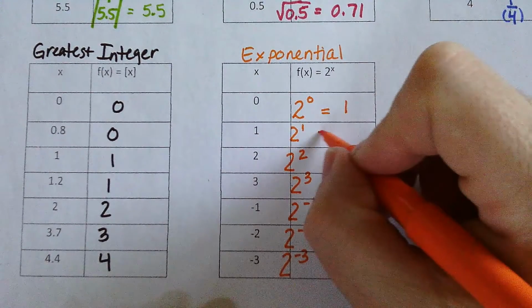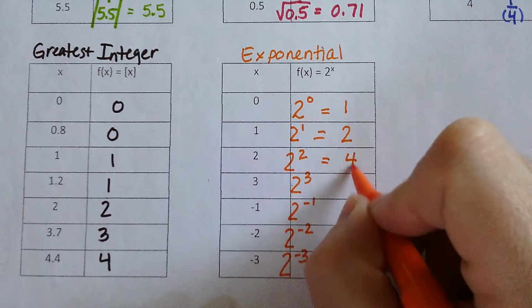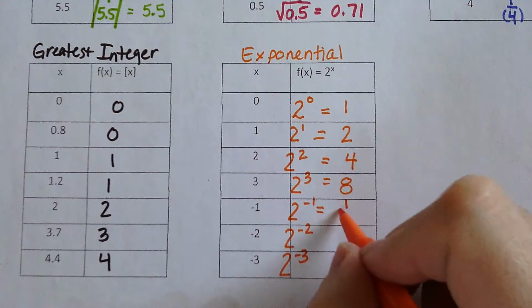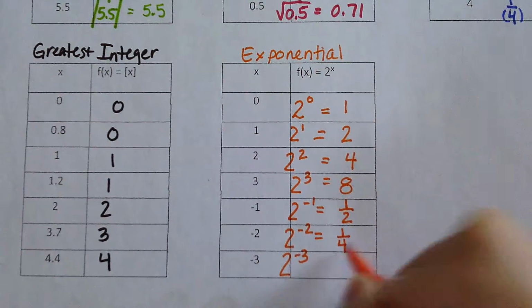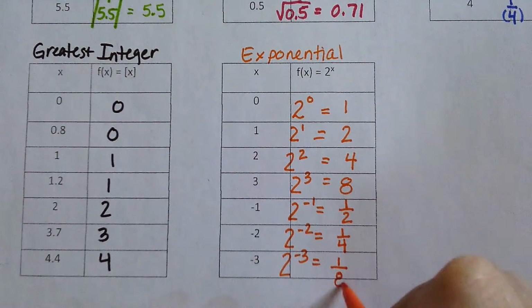2 to the 0 is 1. 2 to the first is 2. 2 to the second is 4. This is 8. Remember, when you have a negative exponent, you got to bring it downstairs. We're going to bring it downstairs and square it. Bring it downstairs and cube it.